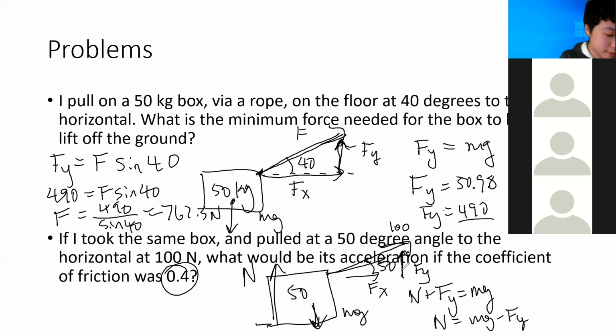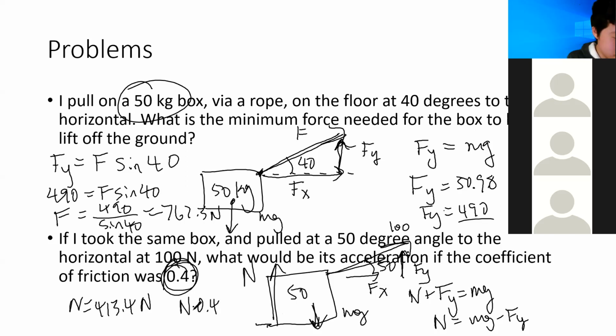So what is my Fy? That's just the sine of 50 times 100, which is 76.6. If I subtract that from 50 times 9.8, then my normal force is 413.4. Taking my coefficient of friction, the static friction force on this box has a maximum of N times 0.4, which is equal to 165.358 newtons. So that's the maximum static friction force.